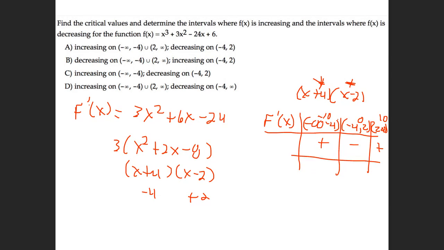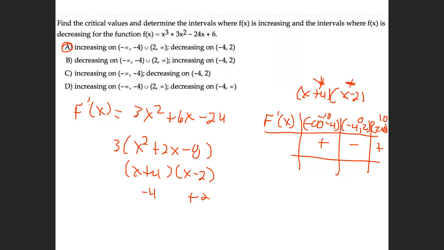So I know. And what was the question? Find the critical values, determine the intervals where f of x is increasing and the intervals where f is decreasing. Okay, so increasing from negative infinity to negative 4 and 2 to infinity, and decreasing from negative 4 to 2. You are absolutely correct. Letter A is the correct answer. Very nice. Excellent. So this is kind of putting together being able to take derivatives, factoring, all that kind of stuff.